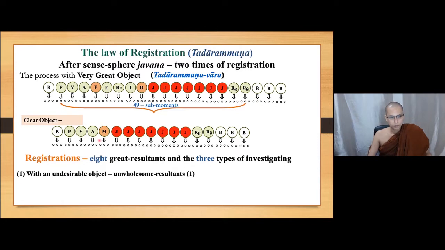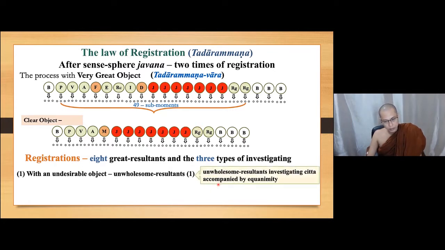Taking an undesirable object, whether very great or very prominent, it is the same. And if it is a very clear object in the mind door, when registration arises we can identify this moment by one type of consciousness: the unwholesome resulting consciousness accompanied by equanimity. You can check the seven unwholesome resultant consciousness of the Ahetuka consciousness, which takes place here performing the function of registration.